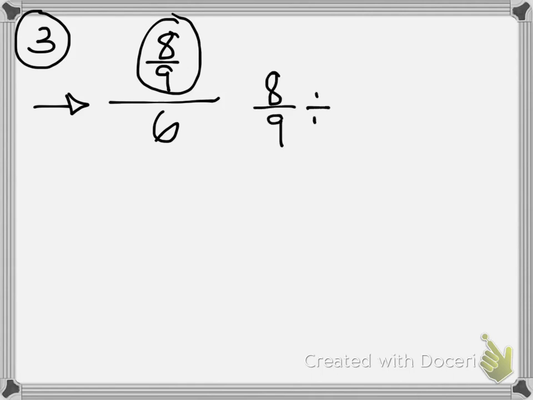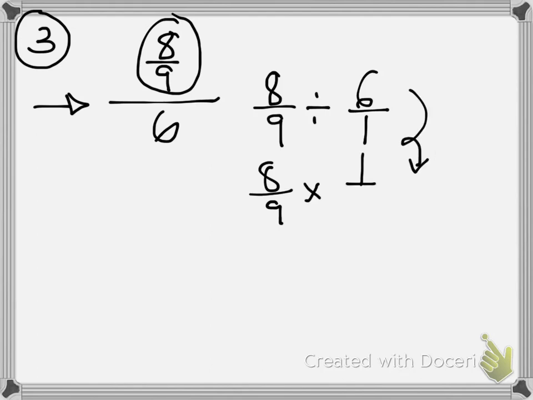8/9 divided by 6. And we'll follow our rules for dividing fractions, and that is to keep, change, and flip, so that I have 8/9 times 1 over 6. I do see a little bit of cross reducing I could do here. They're both even, so I can divide them both by 2, which makes things a little simpler. And now I have 4 times 1 is 4, 9 times 3 is 27, and I'm done.